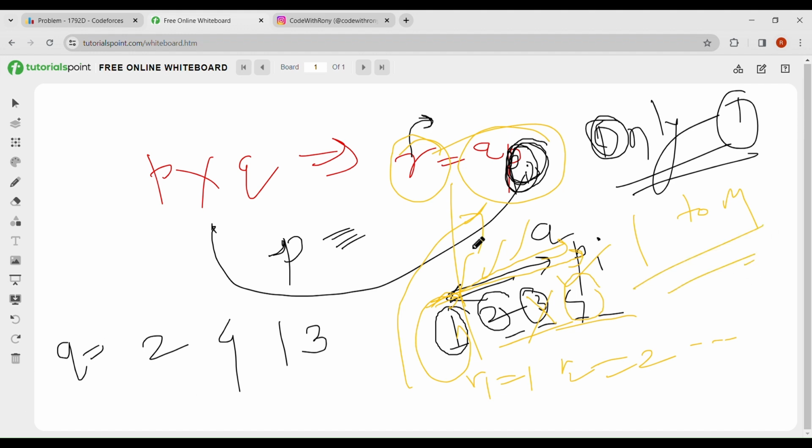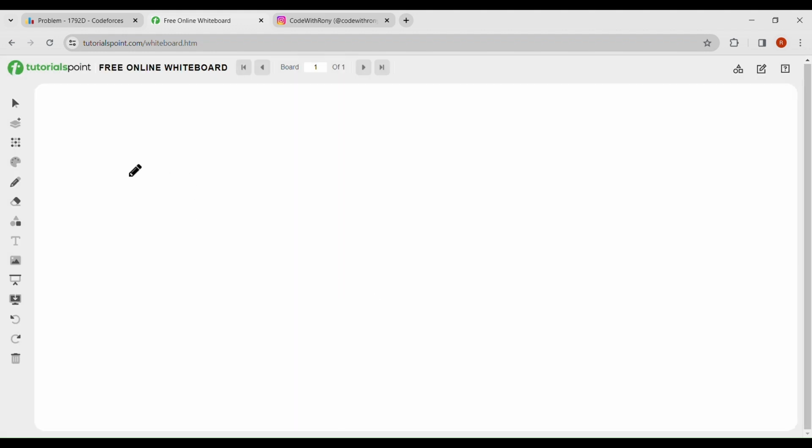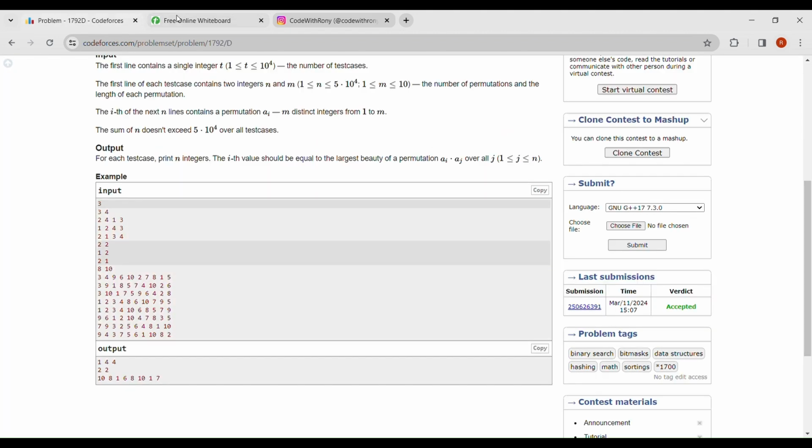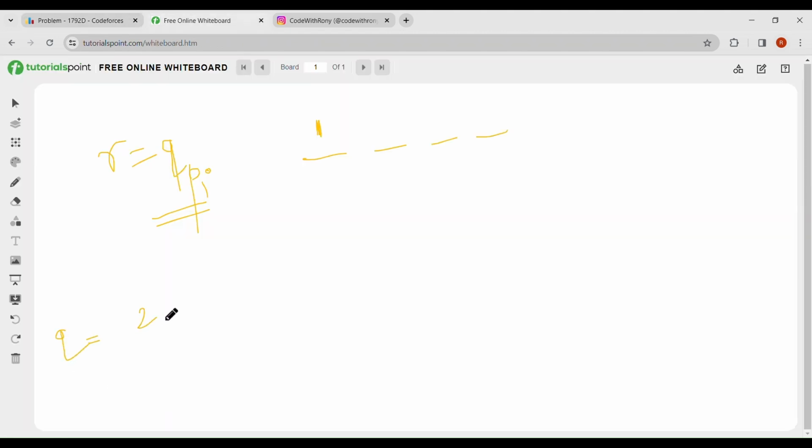So now in this question, r equals q of p i. Just think, suppose in the first position we need to fill 1. The first is q equals 2413. Now at r equals 1, we need to fill pi equals 1. We need to fill 1.